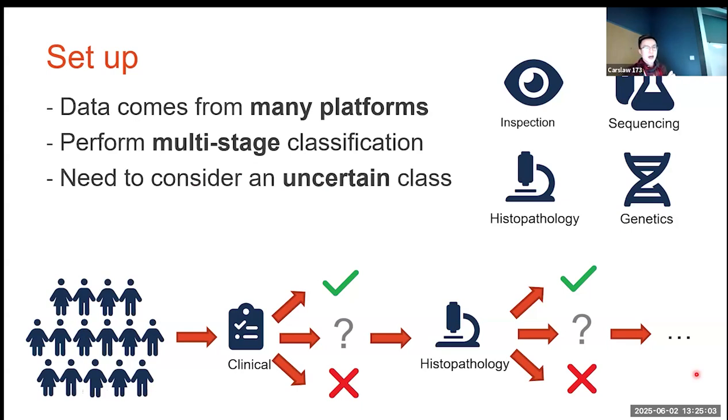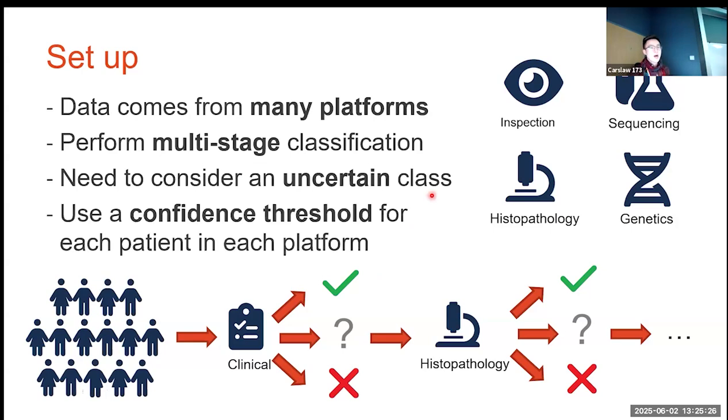You can see to do this, the key thing is to consider an uncertain class. This is the new thing on top of the traditional classification framework, which is a binary classification framework, where you typically try to classify people into one of two classes. And here that'll be like a disease positive or negative class. And the way we do that is that we're going to use a confidence threshold to decide whether we classify someone in a particular platform or whether we pass them to the next one.